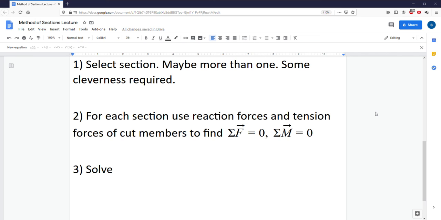Furthermore, since the internal tension force of a member is always directed along the direction of that member, the net moment is going to be 0 as well. So once you have those forces, and once you have the moment, having selected a point that you believe is best for moment calculation, set them all equal to 0, and you will have a system of equations. Solve those systems of equations.